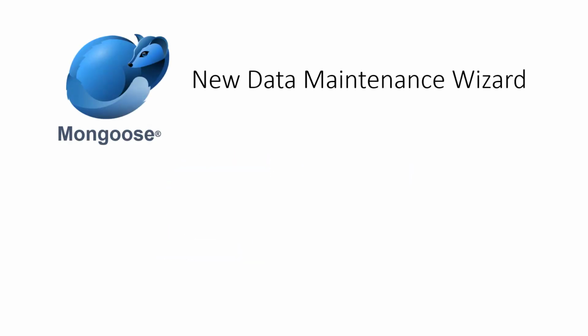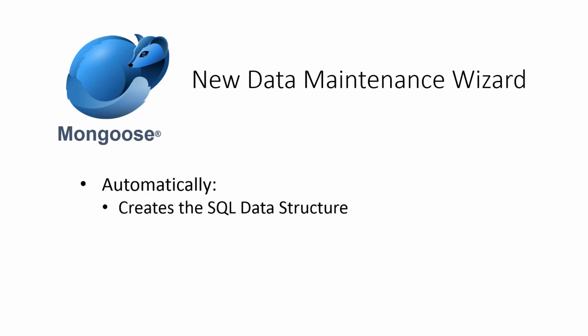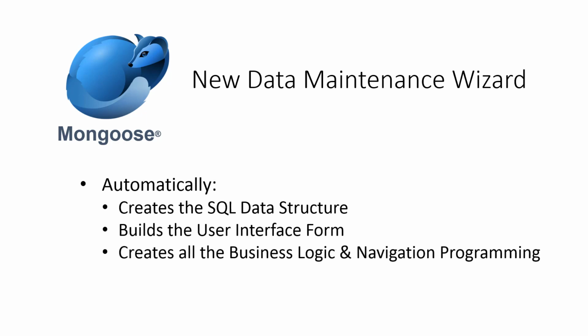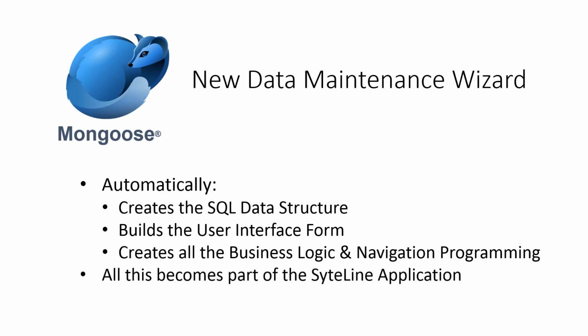The tool I'm going to use is called the New Data Maintenance Wizard. With a few clicks, this simple-to-use tool will do what it used to take programmers hours to do. It will automatically create the data structure, build the user interface, and create all the background programming necessary for me to navigate and use this new screen just as if it was part of Sightline. In fact, everything I create in here will become embedded right into the Sightline application, just like every other module. It will even automatically upgrade when I choose to go to the next release.